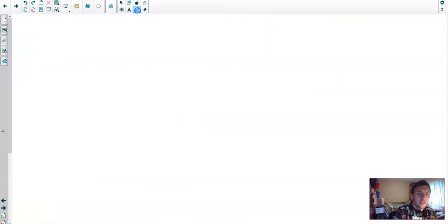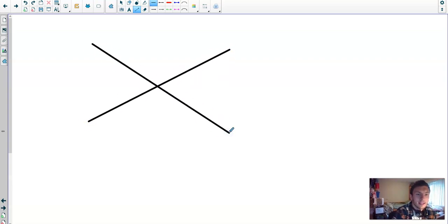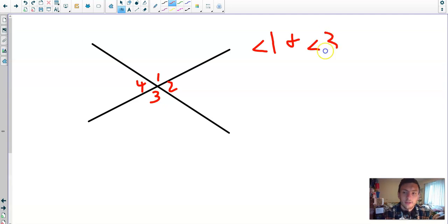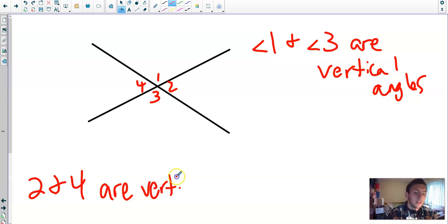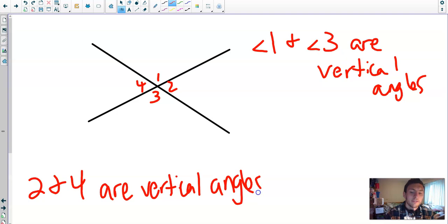Let me give you an example. I'm going to draw a line. So here's one line, here's another. They intersect. Let me label these four angles, 1, 2, 3, and 4. Which angles are across from each other? Well, angle 1 and angle 3 are across from each other, so they're vertical angles. And also, 2 and 4 are vertical angles. So when lines intersect like this, they form these nice four angles. The ones that are across from each other are known as vertical angles. So 1 and 3, 2 and 4.